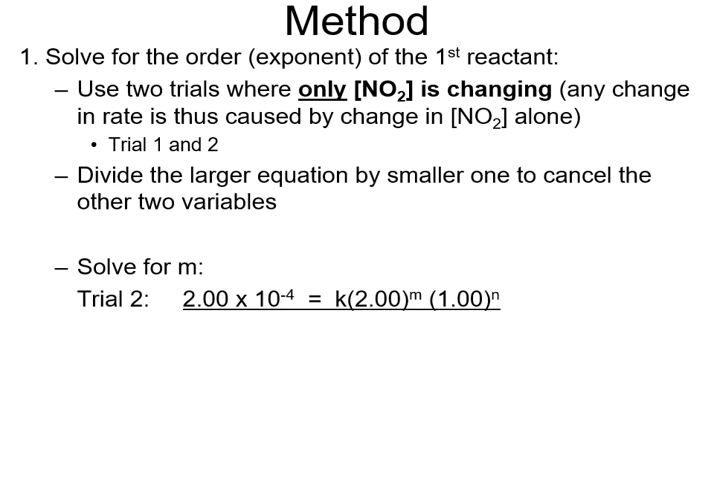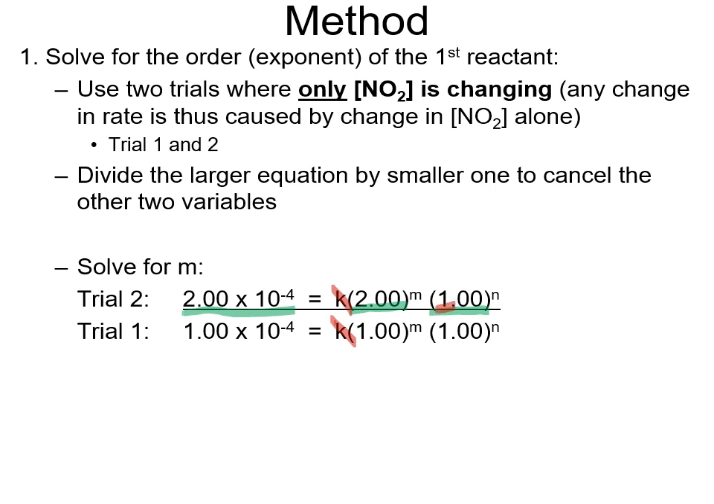So if we look at trial 2, we can take the rate, and we can take the concentration of the NO2 and the concentration of the F2. And if we divide the information from one trial by the information from the other trial, we're going to be able to cancel out these variables. Essentially, we're dividing one equation by another equation in order to eliminate variables. So this will quickly get rid of our k's, because k divided by k is going to cancel out. But more importantly, it's going to get rid of our n variables as an exponent, because 1 to the power of n divided by 1 to the power n is also going to cancel out.